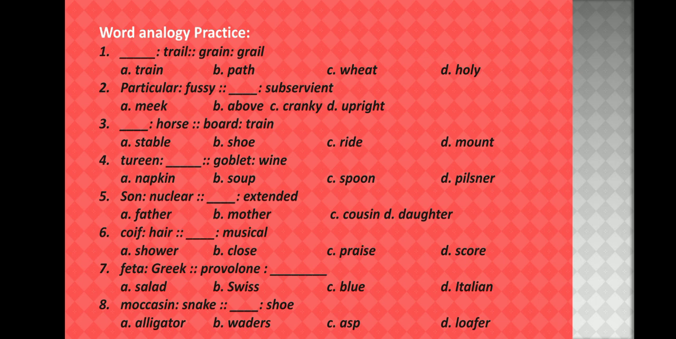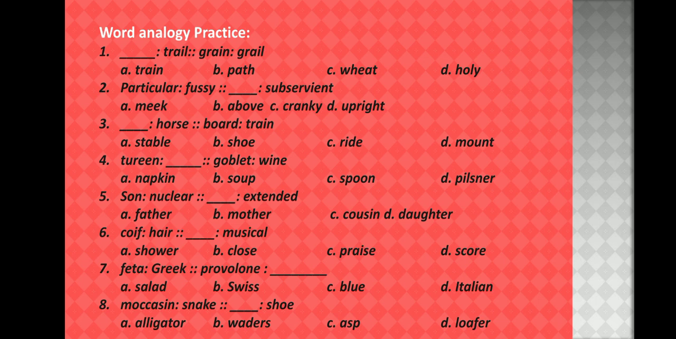Next, tureen, dash, goblet, wine. Tureen is nothing but a vessel. It is used to hold soup. The answer is B, soup. Goblet is used to hold wine.